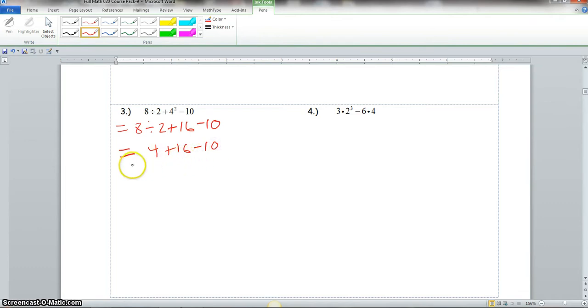Now we have addition and subtraction, and both of them are the fourth step, so we go whichever one comes first from left to right. So here it happens to be addition. 4 plus 16 is 20 minus 10, and 20 minus 10 is 10. Now we go here to problem number 4. We have multiplication and exponent, subtraction and multiplication. We know we would do the exponent first. So we have 3 times 8 minus 6 times 4.